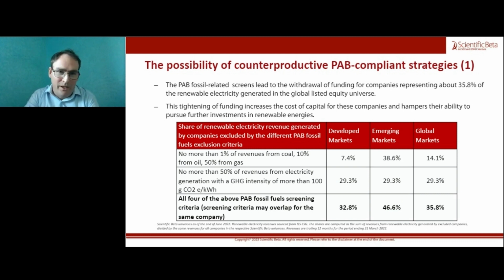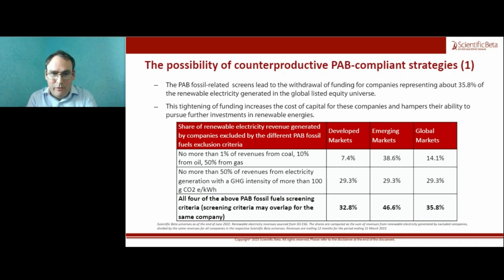So if you want to call your benchmark in Europe PAB, Paris-aligned benchmark, then you need to basically divest from these companies. But what we show in this table is that if you divest from these companies, you also divest from producers of renewable electricity. In particular, if you look at the column for emerging markets, with the first criterion linked to fossil fuel revenues, almost 40% of renewable electricity production is taken away at the same time. So yes, you take away producers of fossil fuels, but you also wipe out almost 40% of renewable electricity production in emerging markets, because these companies are basically the same companies. The companies that produce fossil fuels are also big investors in green electricity or renewable electricity.